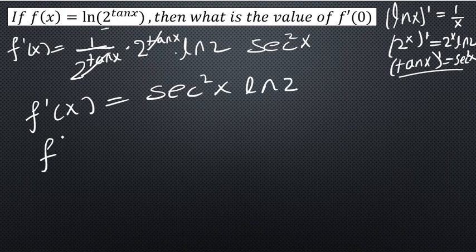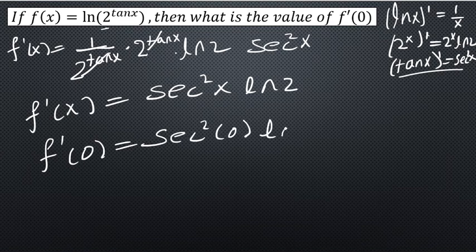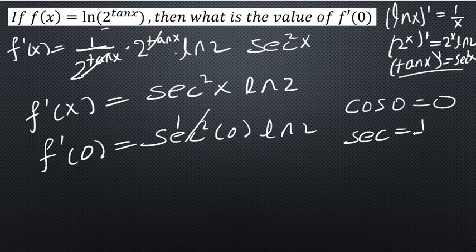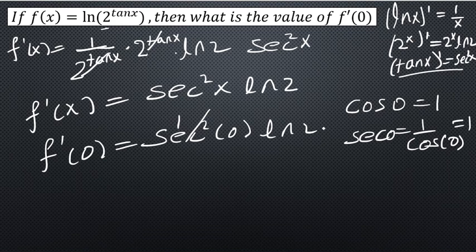Then we need to find f derivative at 0, so we substitute 0 in place of x. It will be sec square of 0 times ln 2. But sec square 0 is 1. You know how it comes? Because sec means just 1 over cos, so sec 0 is 1 over cos 0. Cosine 0 is equal to 1, so we need to correct that. So this is going to be just 1, and 1 times ln 2 is ln 2. Finally, the answer is ln 2.